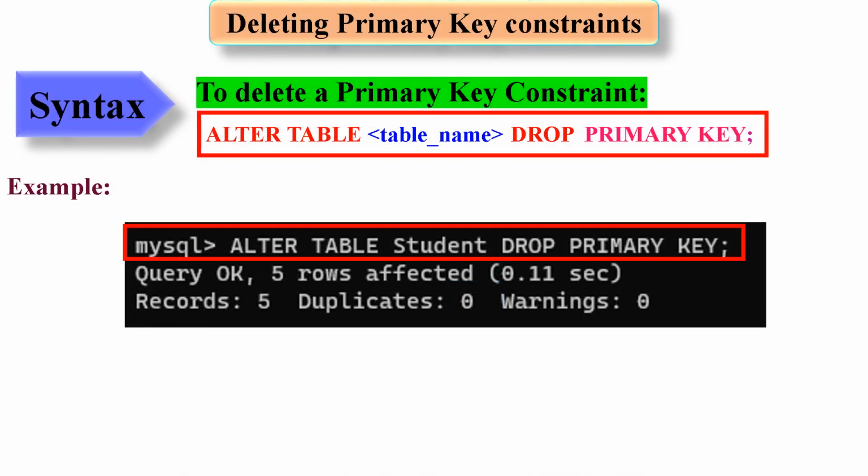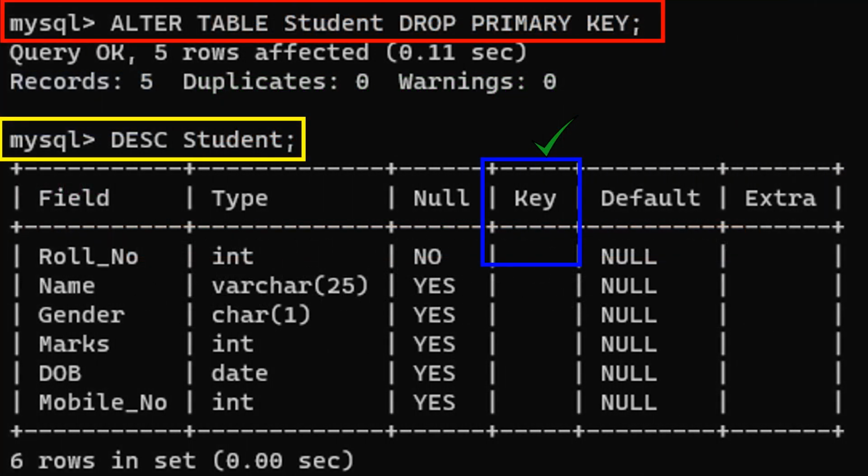To delete a primary key constraint from the table student, the syntax is alter table table_name drop primary key; For example, look at the statement, alter table student drop primary key; Look at the MySQL statement, alter table student drop primary key; Now to view the table structure, type the statement desc student; So what can you see on the student table structure? Yes, the primary key is deleted from the table student.